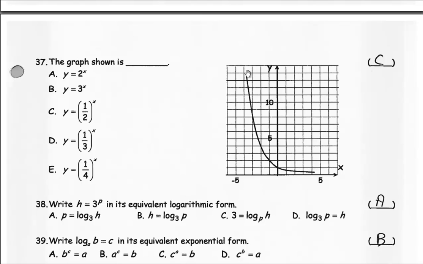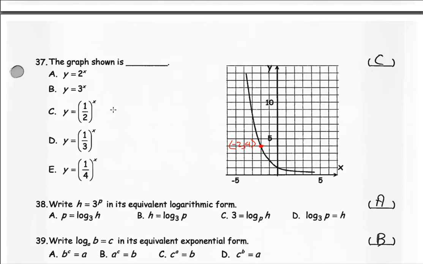Now, this is one of the ones that has the base as a fraction between 0 and 1. It's a decreasing function. And again, I'll identify a point on the curve. So, for example, I see this point right here is the point (-2, 4). Negative 2, comma 4. And that says C is the correct answer, so I'll show it C is the right one.